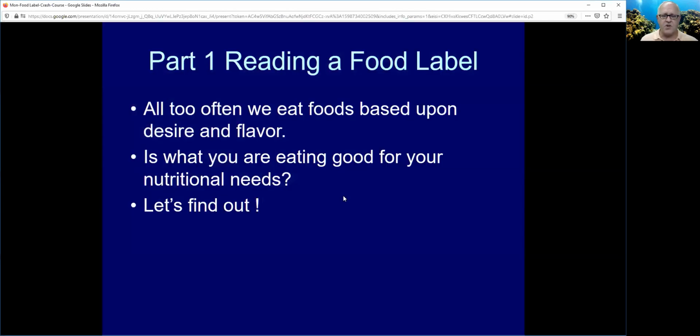So, the first part of what we're going to be doing today is learning how to read a food label. And all too often we eat foods that are based upon desire and flavor. If we like something, we eat more of it. If we don't like something, we kind of stay away from it. But is what you're eating good for your nutritional needs? Let's find out.